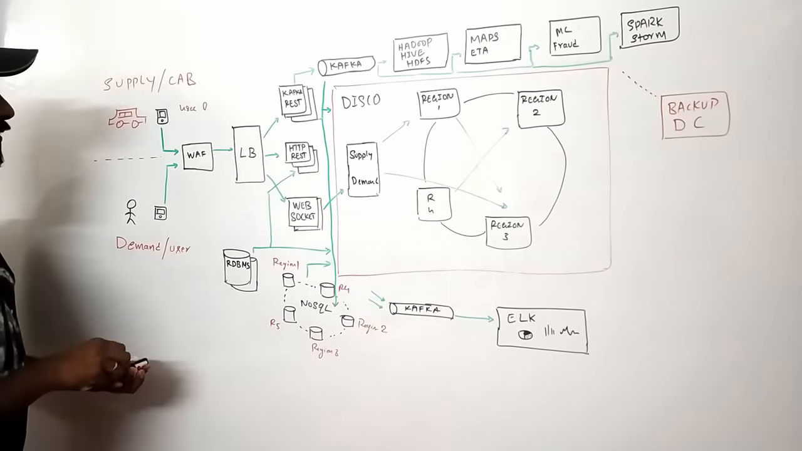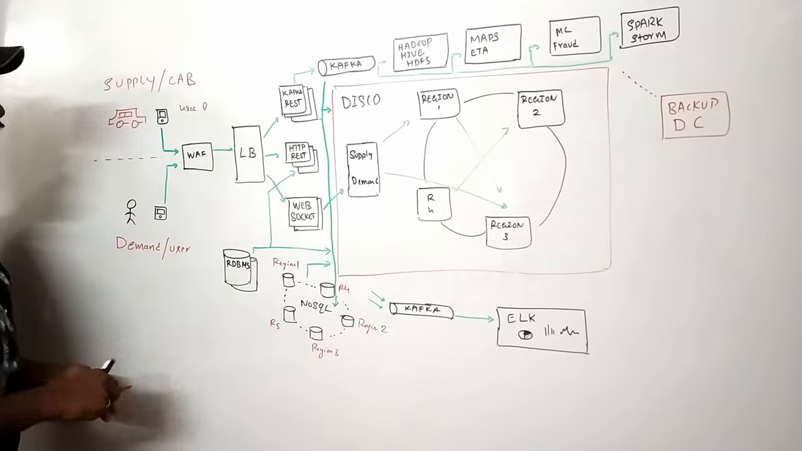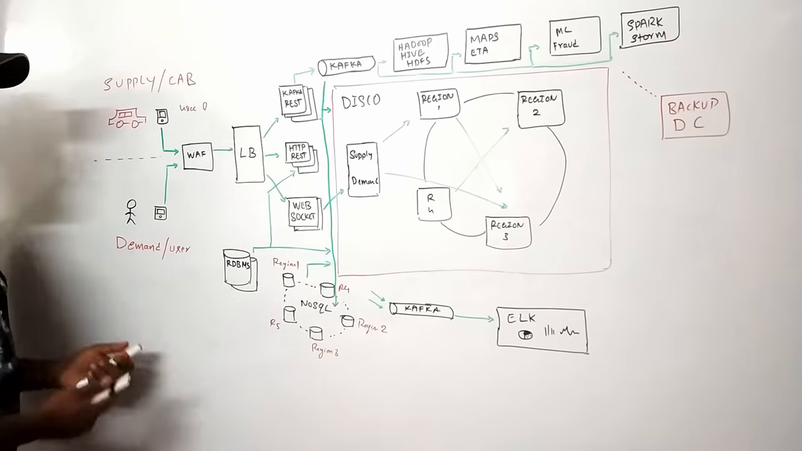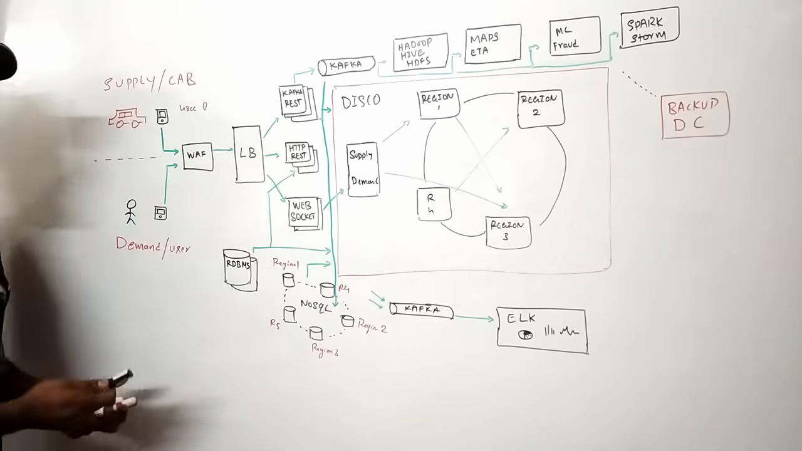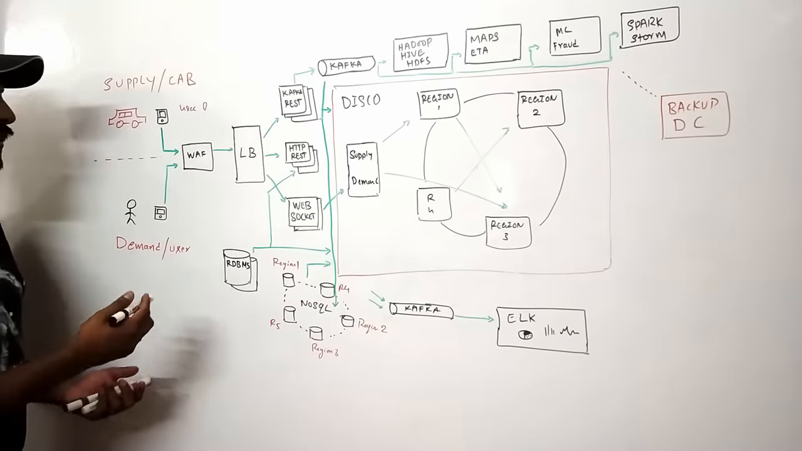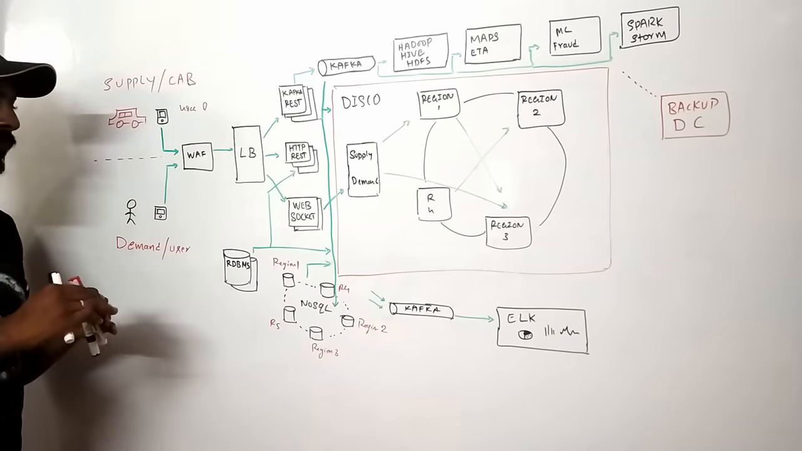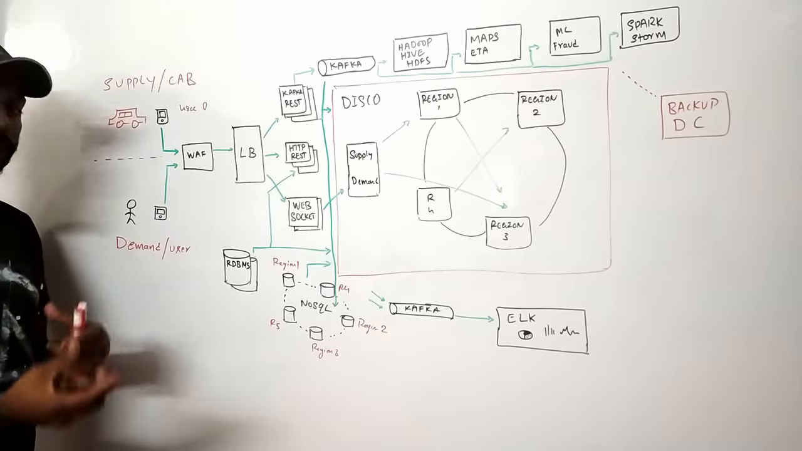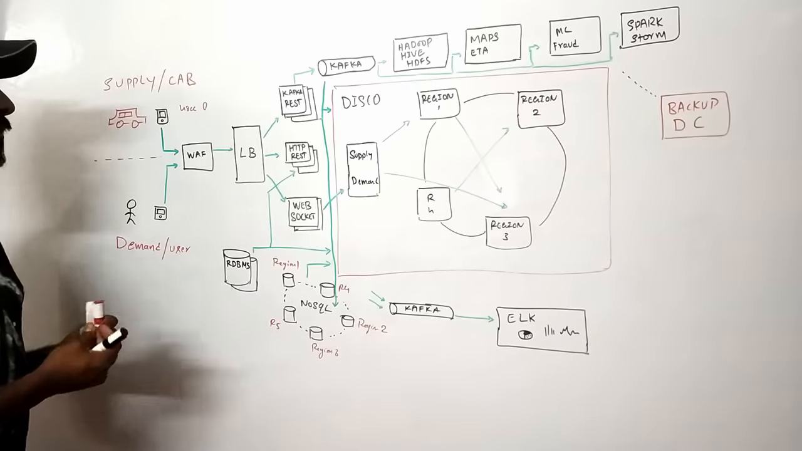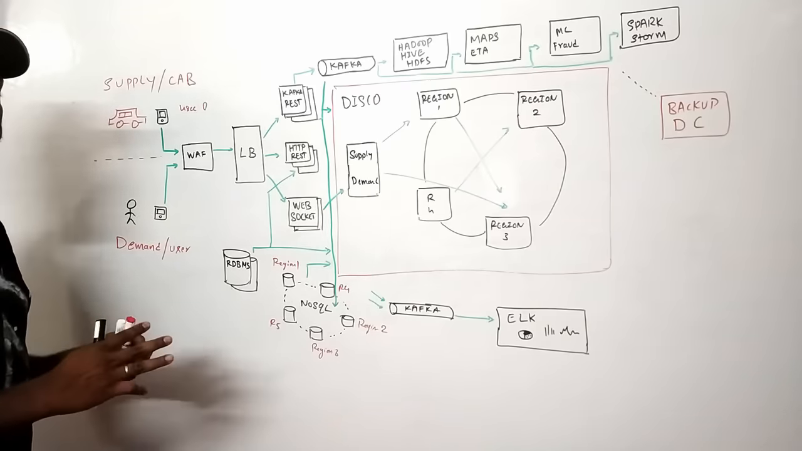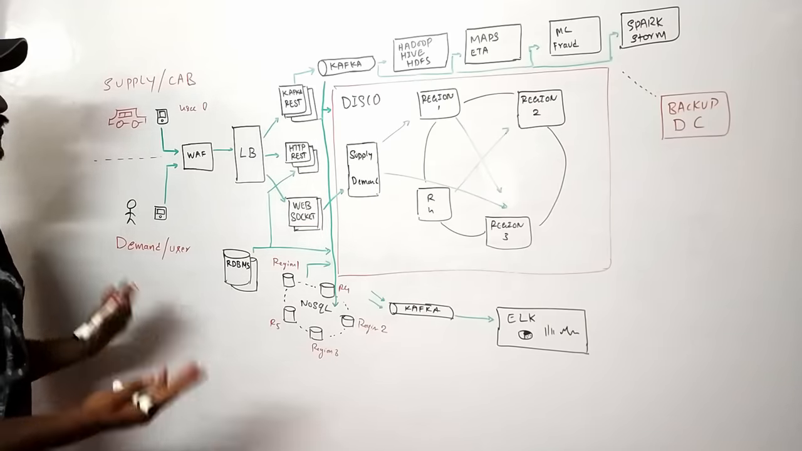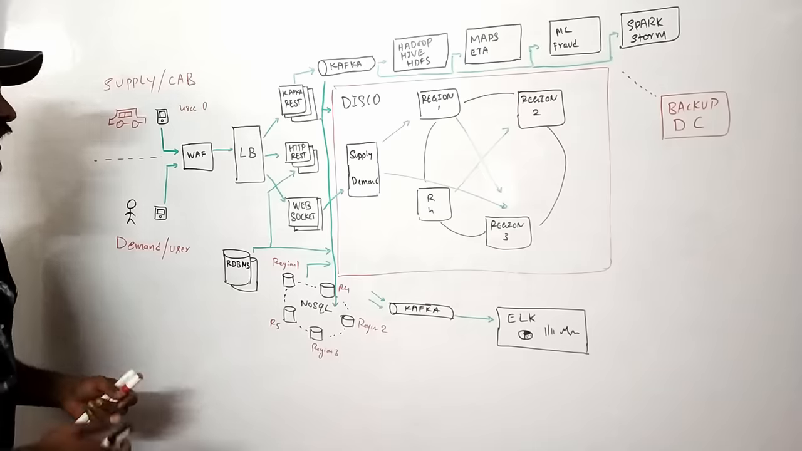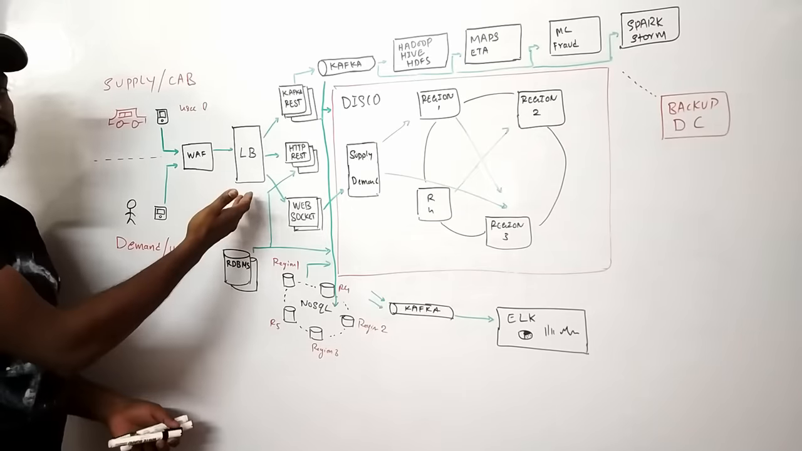Here we need a web application firewall, and if you ask me the reason why, it's pretty simple: for security purposes. Here we can block the requests from blocked IPs, or we can block the requests from bots, or we can block the requests from the regions where Uber has not yet launched. And then we obviously need a load balancer.